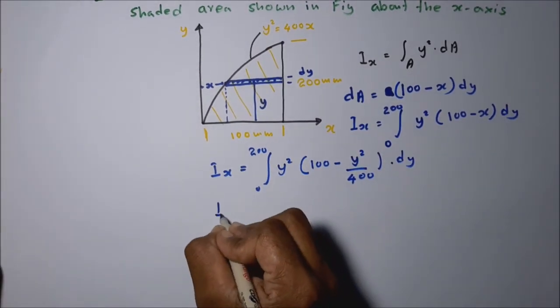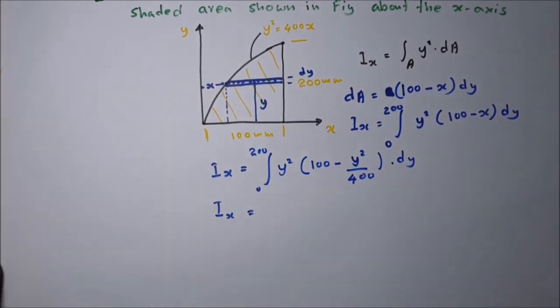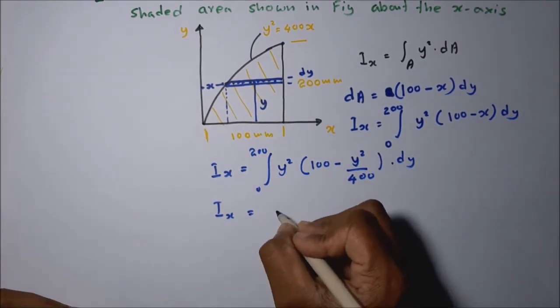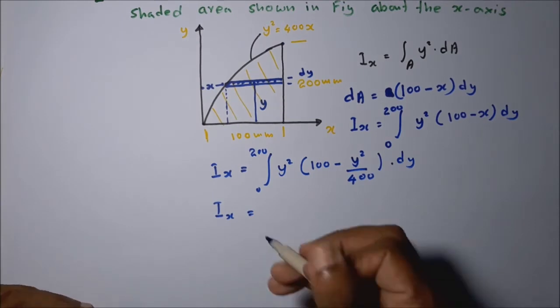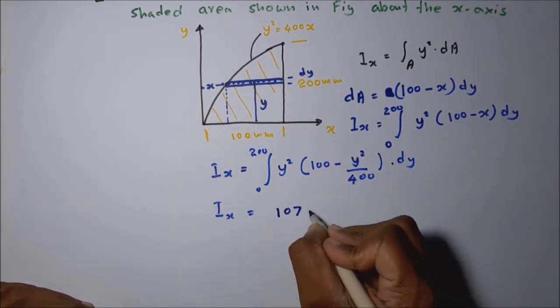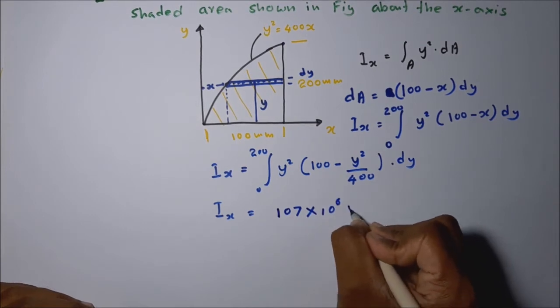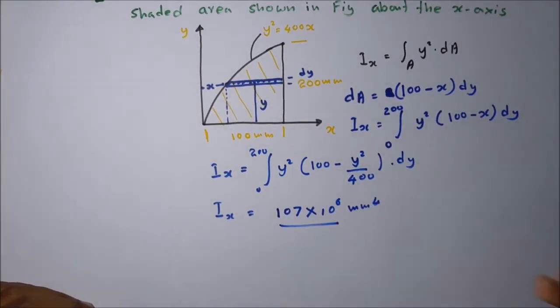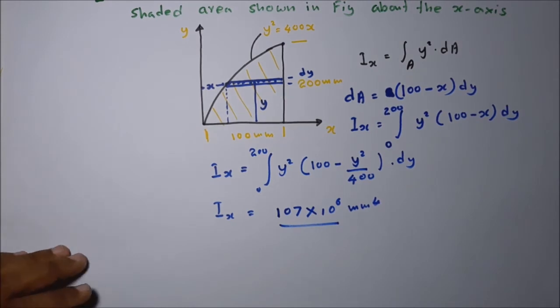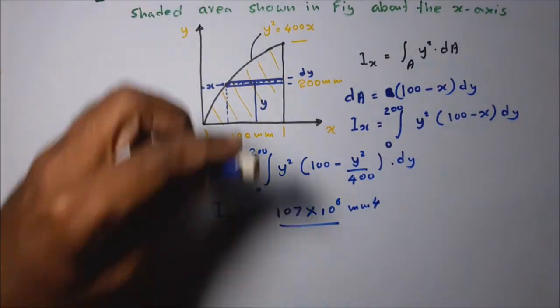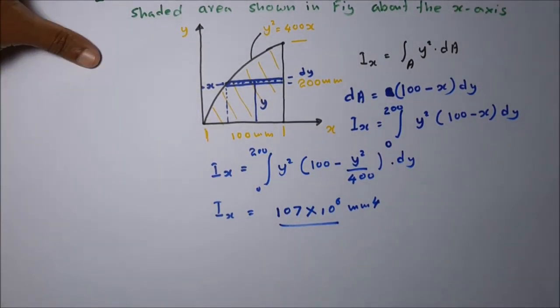Use your calculators to find this integration. So you will find the value. This is in millimeters. 107 into 10 to the power of 6 millimeter to the power 4. Check this answer. This is how we are determining the second moment of area for a given area.